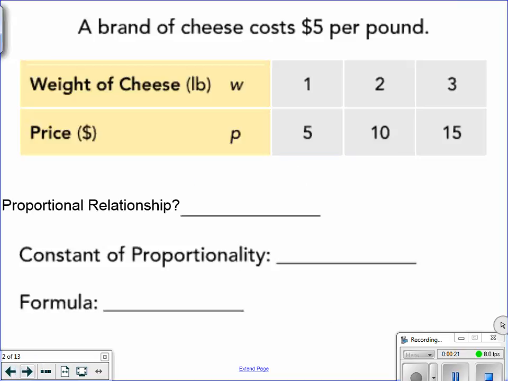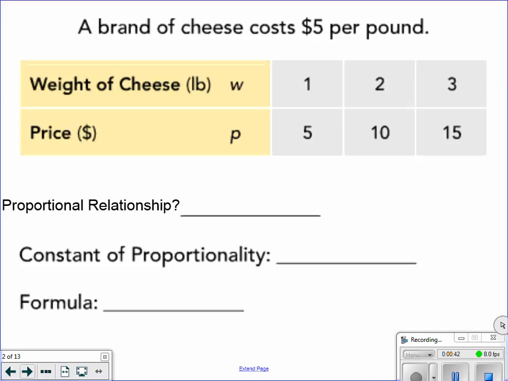So to get started here, we've got a brand of cheese that costs $5 per pound. So the table's telling me if I buy 1 pound, it's going to cost me $5. If I buy 2 pounds, it's going to cost me 10. If I buy 3 pounds, it's going to cost me 15. So I have to decide if this is a proportional relationship.